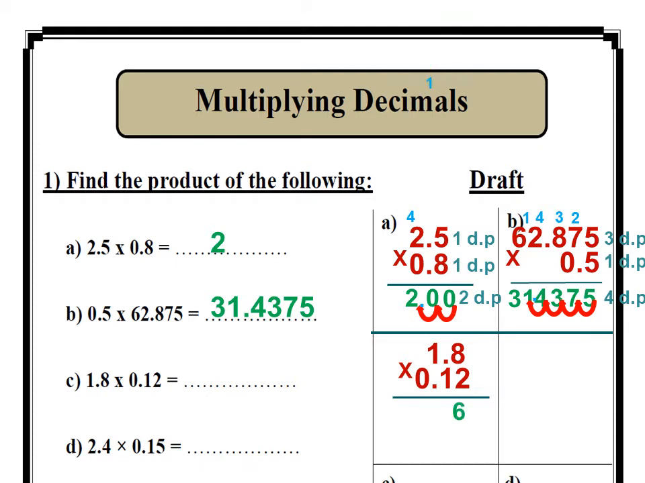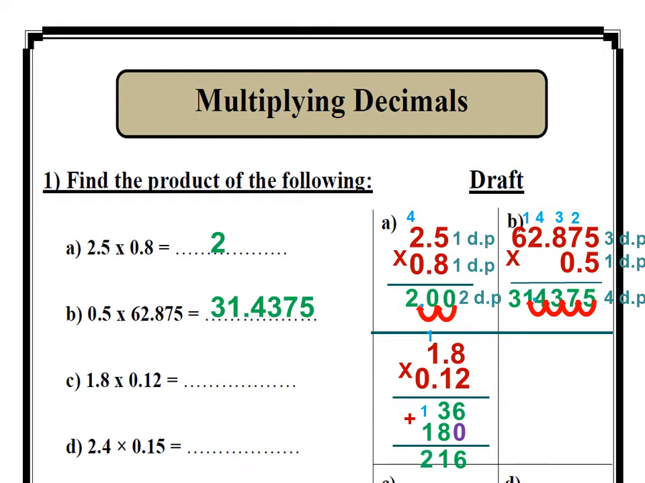Question C, 1.8 times 0.12. 2 times 8, which is 16, 6 and carry up 1, 2 times 1, which is 2 plus 1, 3. Don't forget your blocking 0. 1 times 8, which is 8, 1 times 1, which is 1, addition, 6 plus 0, 6, 3 plus 8, 11, 1 and carry up 1, 1 plus 1 equal 2.